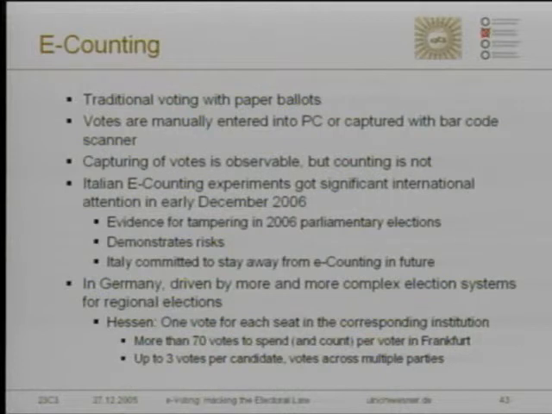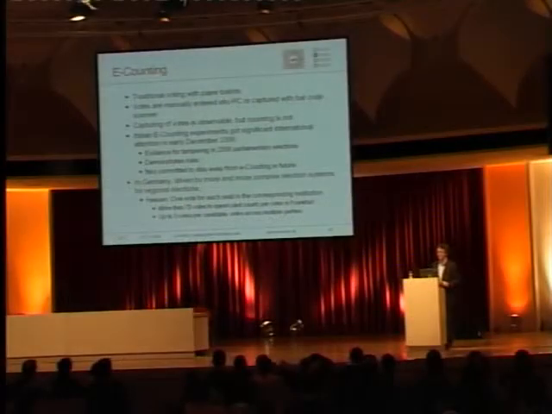And obviously, as you can't count as quickly as electronics, you won't be able to follow the counting, and you won't be able to see whether that has been counted honestly or not. And that recently got quite some media attention in Italy, because there they did some e-counting experiments and got significant international attention this month, actually, because there's evidence for tampering in the 2006 parliamentary elections using e-counting. That demonstrates the risks involved with e-counting, and Italy, at least, is staying away from e-counting in future, they say.